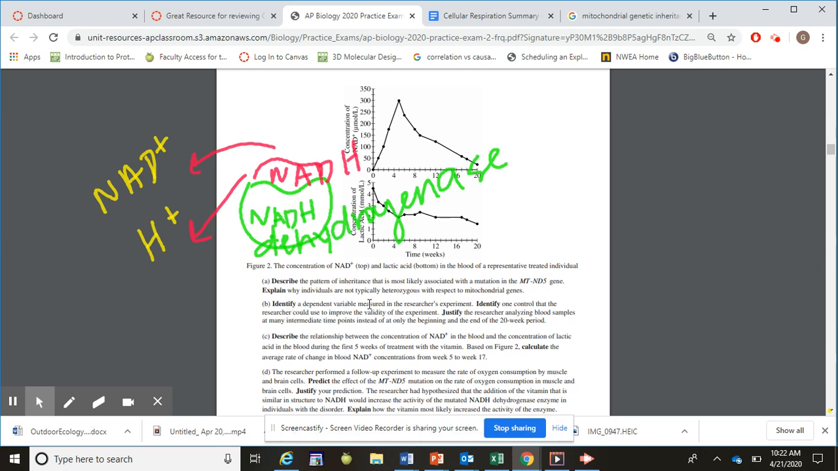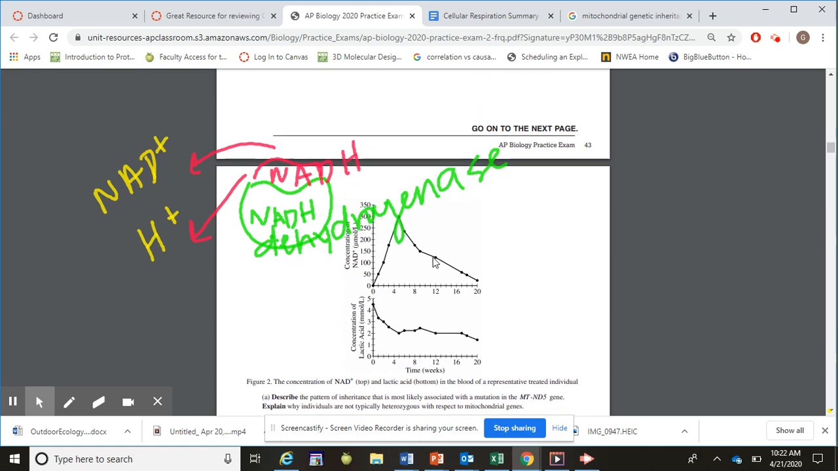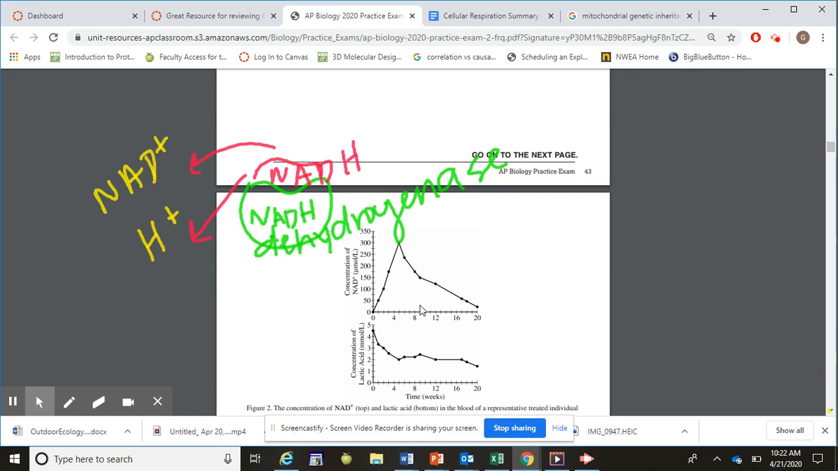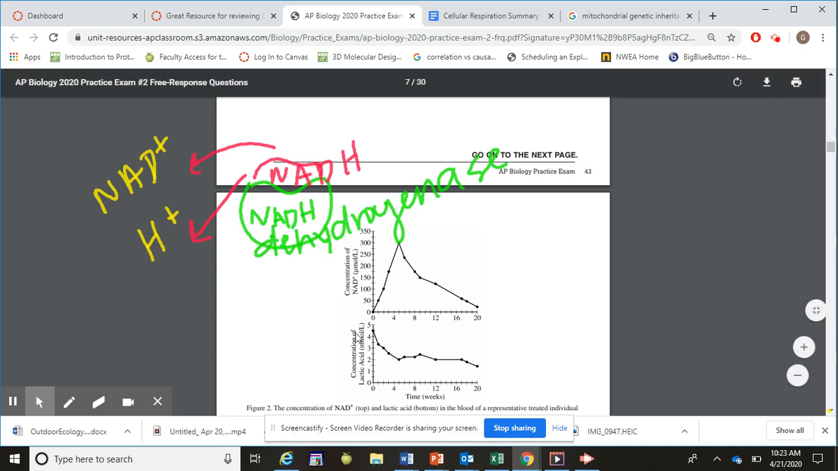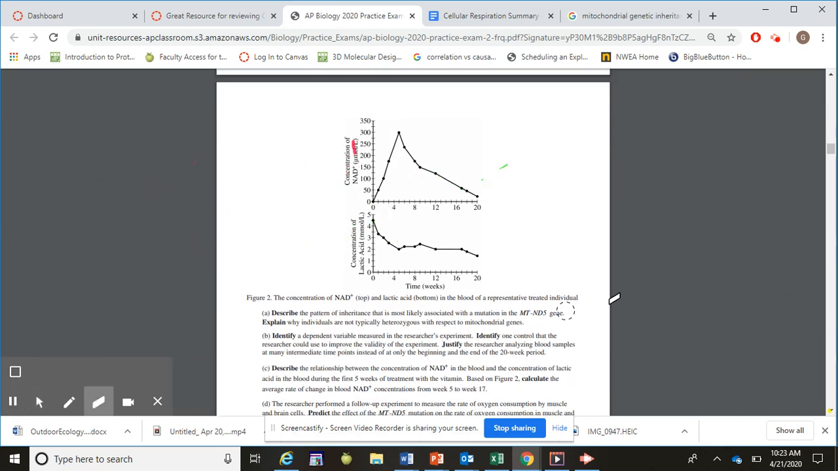Identify a dependent variable measured in the researcher's experiment. So remember, our dependent variable is what we're measuring. So what are we measuring here? The scoring guidelines accept two different things that you could say for the dependent variable. You could say the concentration of NAD plus or the concentration of lactic acid. Both of them are being measured, so either answer would be correct. Okay, so we identified the dependent variable. Again, either one is accepted.